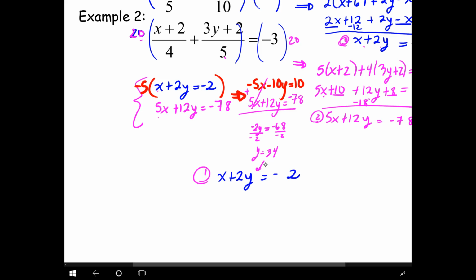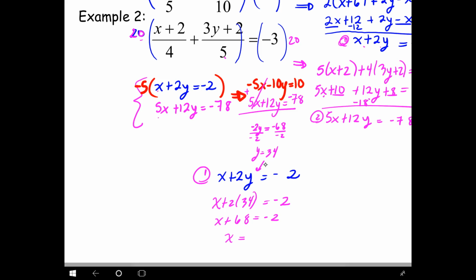And that leaves me with x plus 2 times 34 equals negative 2. So that gives me x plus 68 equals negative 2. Subtract 68, and I'll have that x is equal to... oh shucks, Shuckamucks. I think I made a mistake somewhere. Where did I make a mistake?